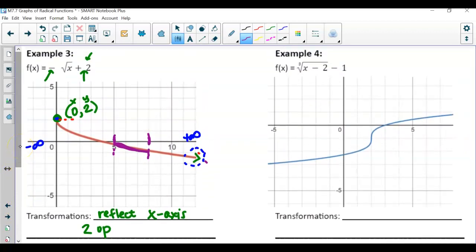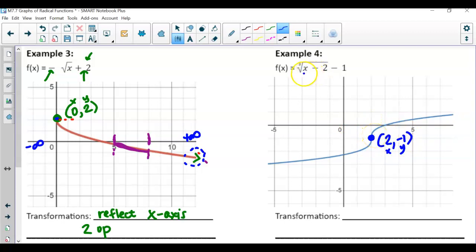Example 4, notice how we have our cubed root function. So we have two transformations. Well, I notice here that my starting point is at (2, -1), which if you think about it, means we went to the right 2 and down 1. So let's see if that matches.